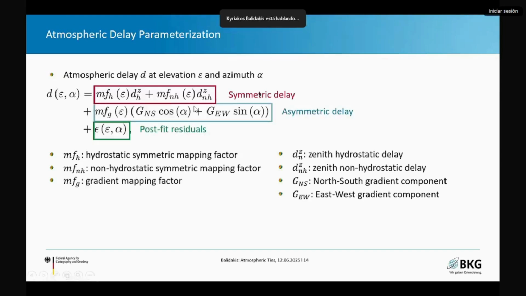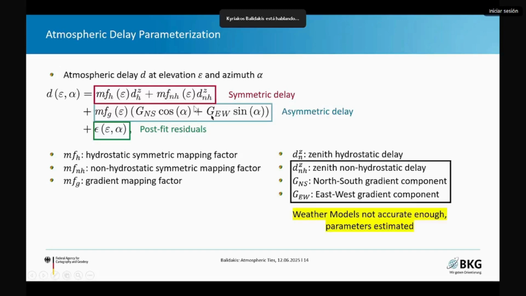In addition to the symmetric delay, we have the asymmetric delay. You see in the first line, everything is a function of elevation angle, epsilon. In the second line, we see that the azimuth appears in the equation as well, and in the asymmetric delay we have these so-called gradients. We said that the gradients and the non-hydrostatic delay, which is mainly due to water vapor, are not very accurately predicted by weather models, and this is why we estimate them based on the space geodetic observations themselves.